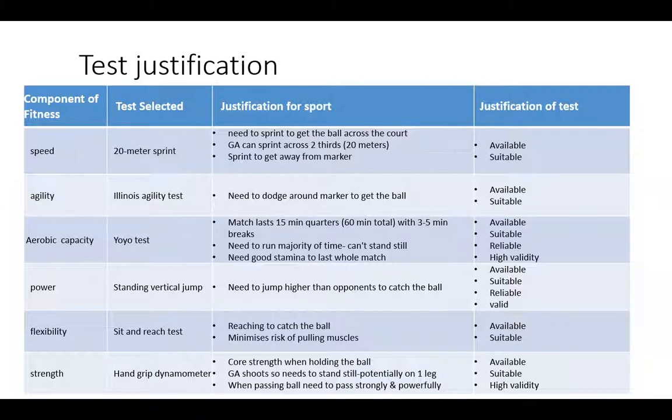This makes the normative data table more accurate as well because they would have performed the test in the same way. To test the client's power, I used the standing vertical jump, which is relevant to netball because players need to be able to jump to catch the ball, and the higher they jump, the more likely they are to retrieve the ball.